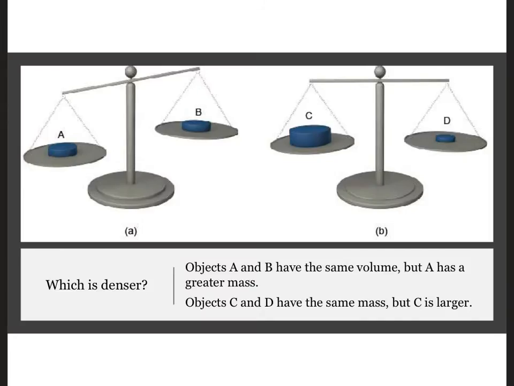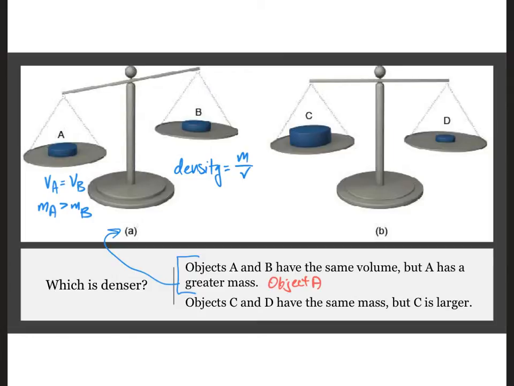Given the description, can you tell which is denser? Suppose that objects A and B have the same volume, but A has a greater mass. Which is denser? Object A has more mass per unit volume, so it has the greater density. Suppose that objects C and D have the same mass, but C is larger. Which is denser? Object D has more mass per unit volume, so it has the greater density.